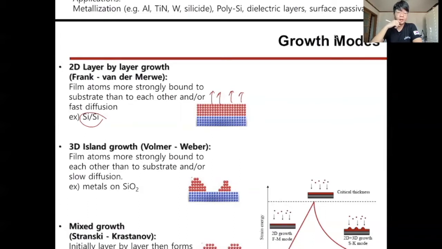For example, metals on silicon dioxide. When we deposit metals on the dielectrics, the metals cannot grow layer by layer because of the silicon dioxide. First, seeds are deposited. After that, it spreads out by diffusion. After all, it forms an island shape.